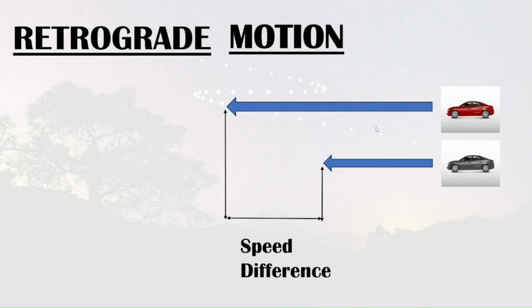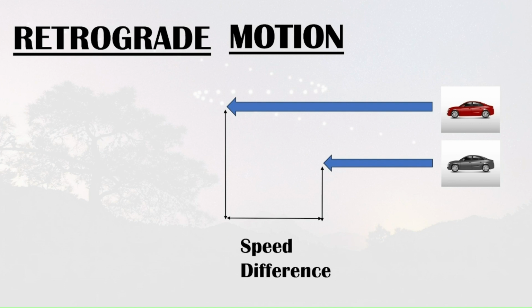So here are our two cars, car A and car B. Car A is moving faster than car B. As the faster moving car A overtakes the slower moving car B, the passenger sitting in car A feels as if car B is moving backward, but in reality, it is the relative speed difference between the two cars. The only difference between them is the relative speed.